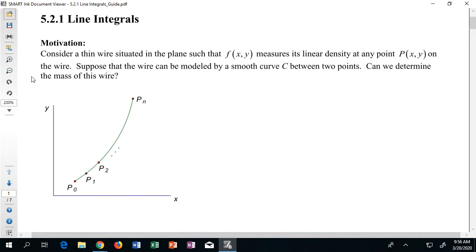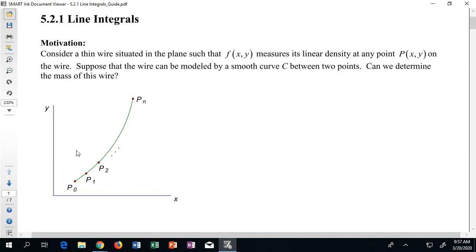Consider a thin wire that's situated out in the plane, kind of like in the picture below. And let's suppose that a function f of x, y measures the linear density at any point P on this particular wire. And maybe this wire can be modeled by some sort of smooth curve. The big question is, could I calculate or determine the mass of this wire?